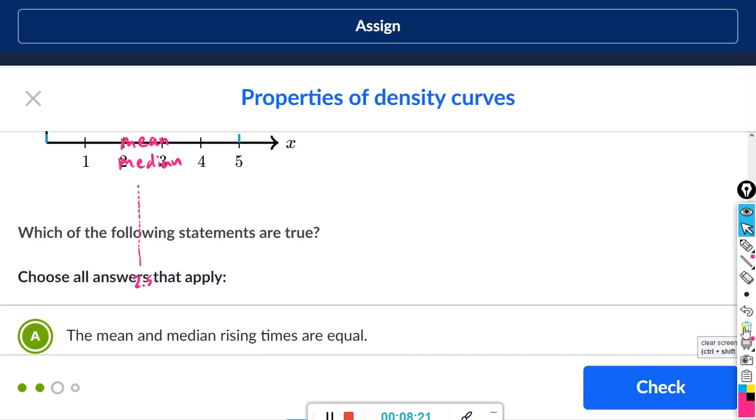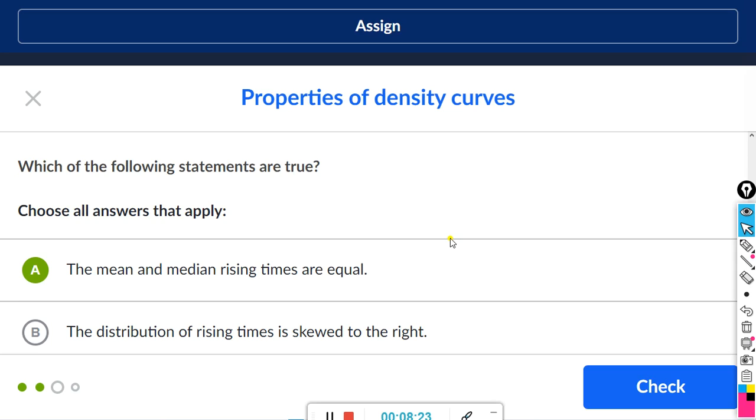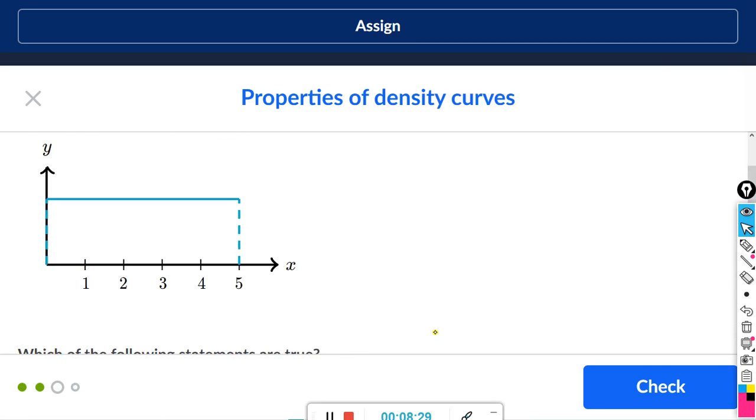All right. Part B, the distribution of rising times is skewed to the right. Well, clearly that's false. Whenever something is symmetrical or the same on both sides, it is not skewed. Skewed to the right would be something like this. It would have a tail on the right end.